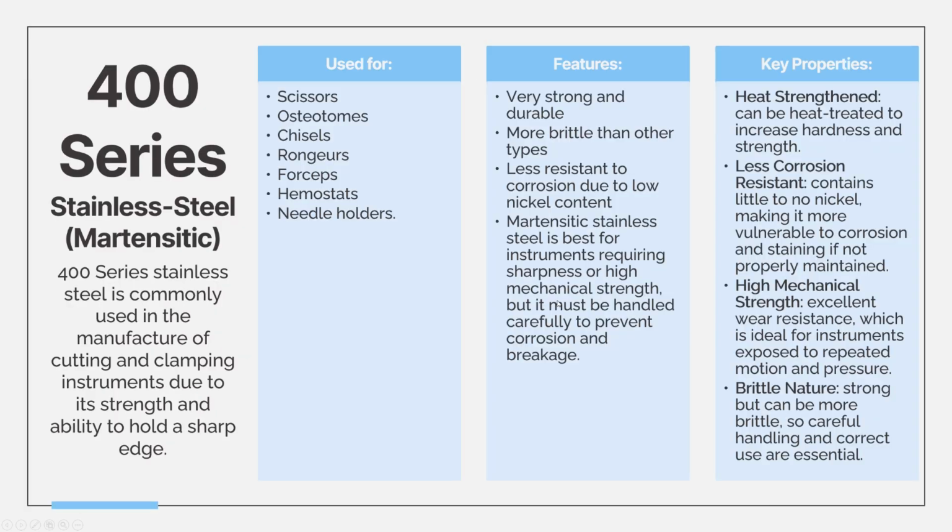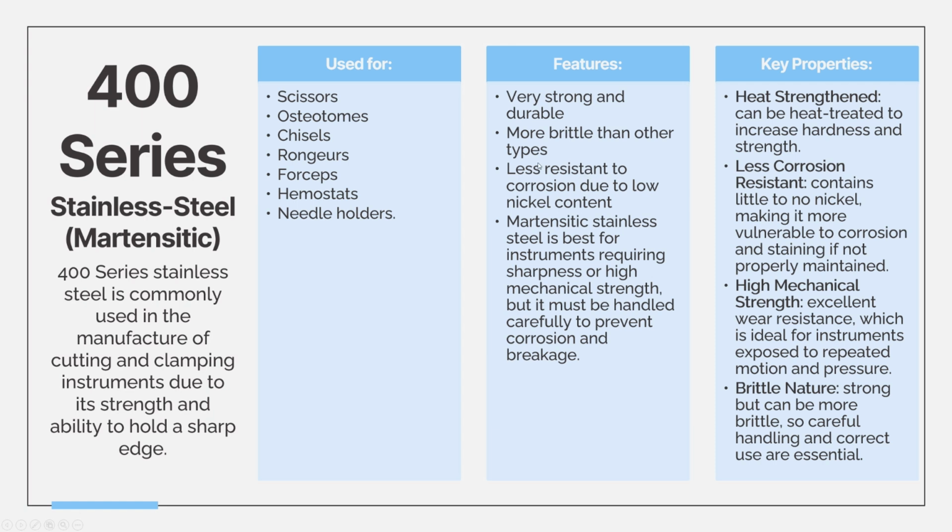Now we're going to get to the specifics of it. So stainless steel, or the martensitic version of it anyway, is also called 400 series. And surgical instruments use specific grades of stainless steel depending on the function of the instrument. So for 400 series, this type is heat treatable, allowing it to achieve high hardness and sharpness retention, critical for cutting instruments, like I mentioned. And examples include scissors, scalpels, and even needle holders.